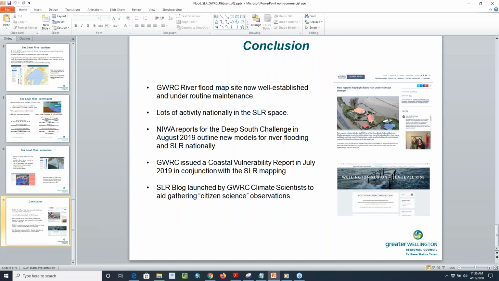So in summary, the river flood map site is now well established and under routine maintenance. There is a great deal of activity nationally in the sea level rise space, and recent reports that NIWA prepared for the Deep South Science Challenge in August 2019, and also a paper prepared in February this year, outline new models both for river flooding and sea level rise nationally, and that's where the storm surge data models that I referred to are outlined. DWRC issued a coastal vulnerability report in July 2019 in conjunction with sea level rise mapping, and we also launched a blog by our climate scientists to help gather citizen science observations about sea level rise.